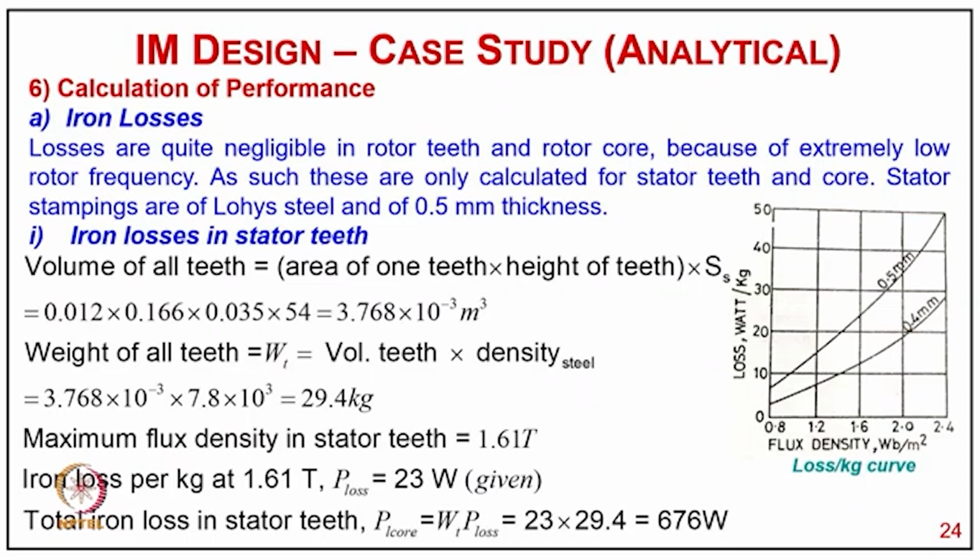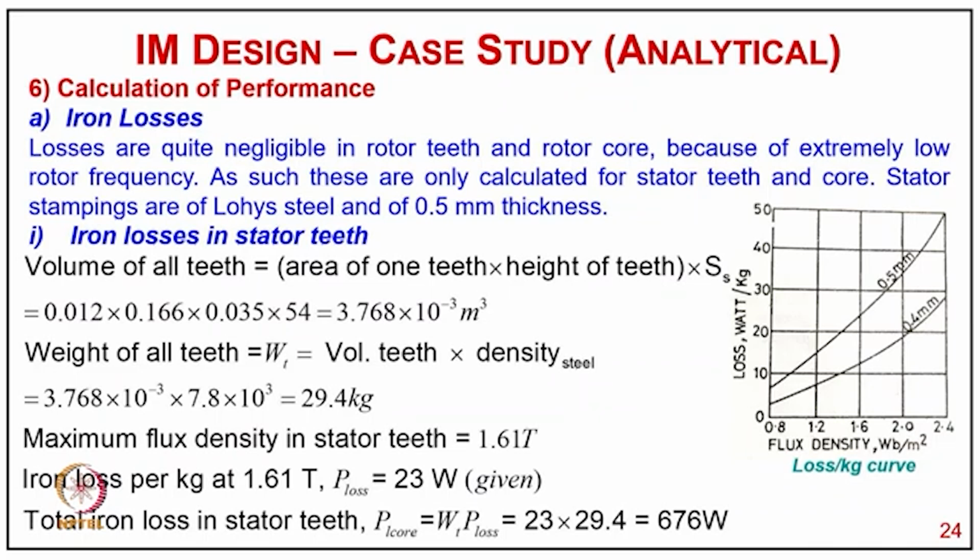So how can we get the performance? First, we like to estimate the iron losses. The losses are quite negligible in the rotor teeth and rotor core, because of the extremely low rotor frequency. The rotor frequency is the slip frequency, and slip is on the order of 4 to 5%, so here the frequency comes to 2 to 3 Hz, which produces almost negligible core losses in the rotor core and rotor teeth.